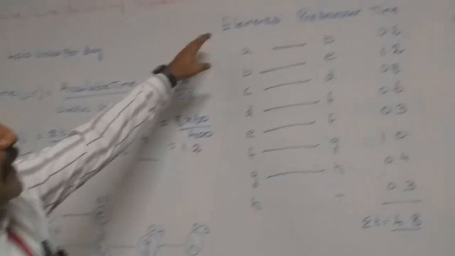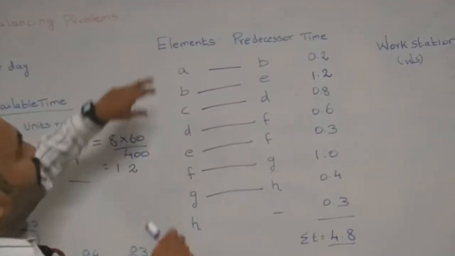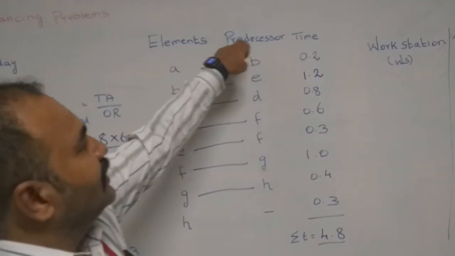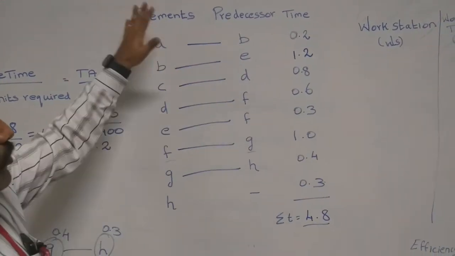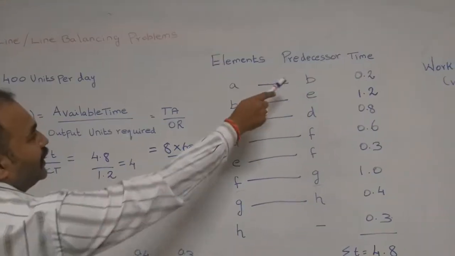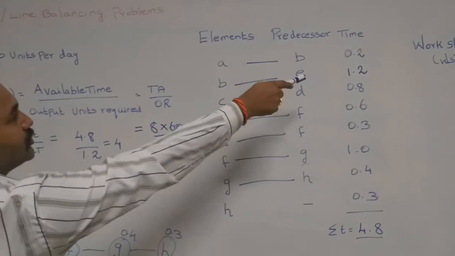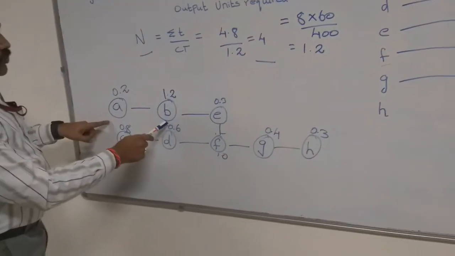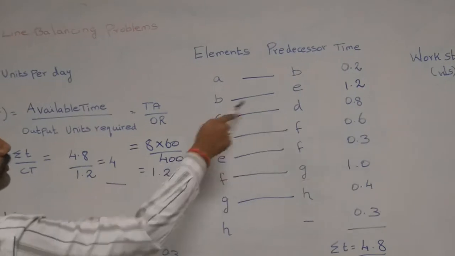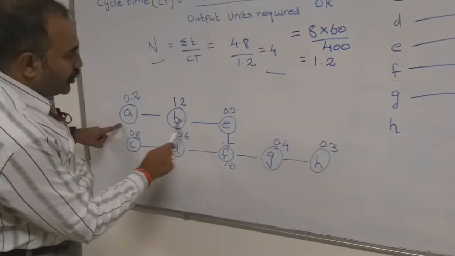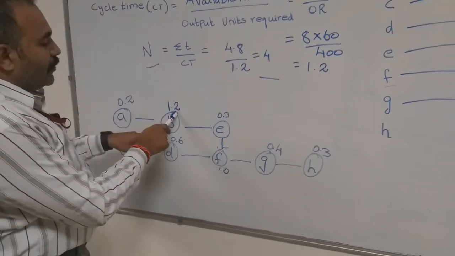We have a problem. Consider this is our problem. It gives the elements, predecessors and time. A to B, B to E. How are we going to draw this? See here, the first node A goes to B, and the value of A is 0.2. Next, B goes to E, and the value of B is 1.2.